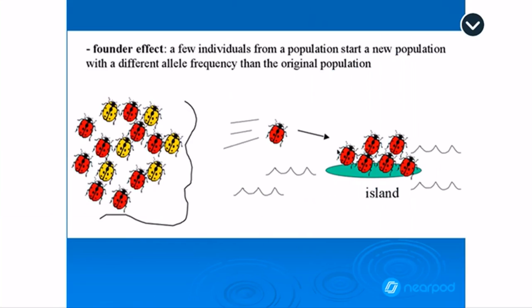Here's a simplified version of this. On the mainland, you have a population of beetles. Some are yellow, some are red. One of the beetles blows to the island. Turns out it's a female who's gravid. That means that she's already fertilized her eggs and she's ready to lay eggs that'll hatch. And they're all going to hatch out red.